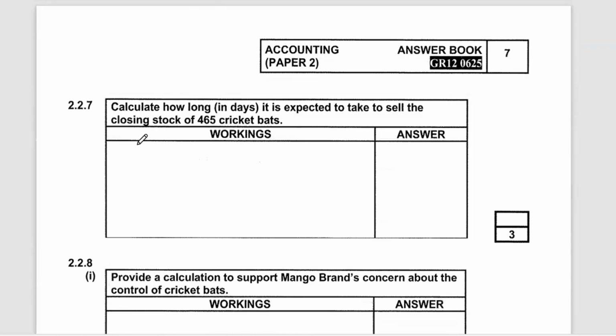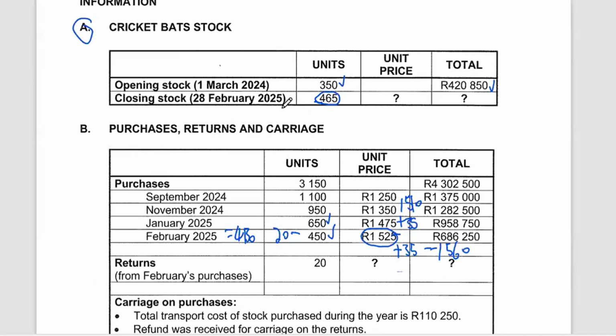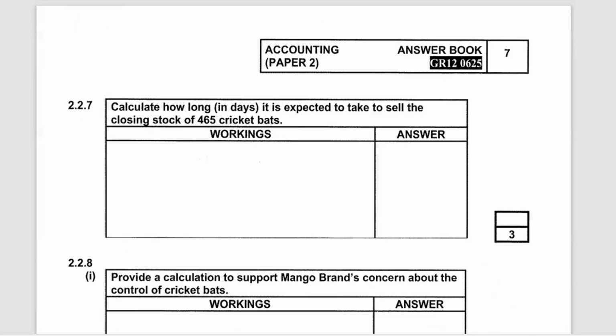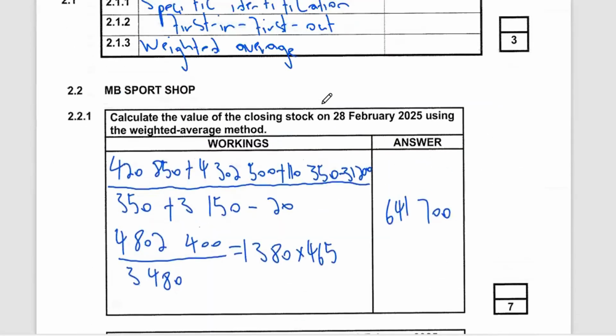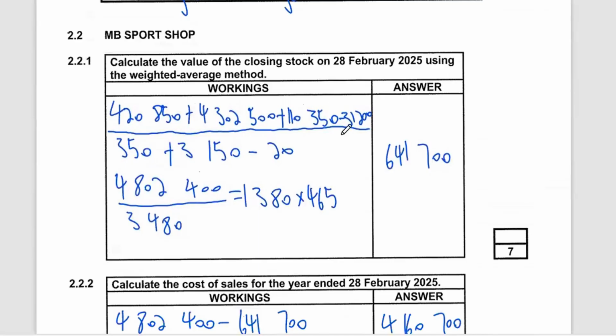2.2.7. Calculate how long in days it is expected to take to sell the closing stock of 465 cricket bats. So now we'll go to our information and go to our workings. If we go back to our calculations in 2.2.1, we have our closing stock, the value of the closing stock. So we're going to say 641,700.